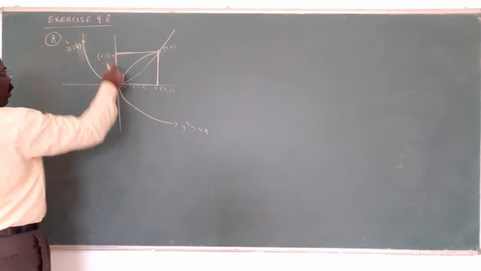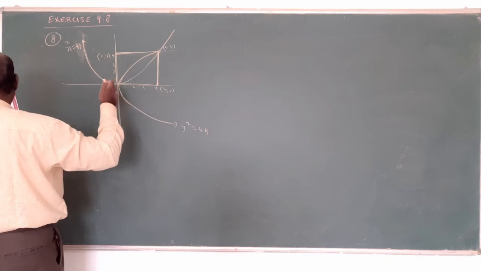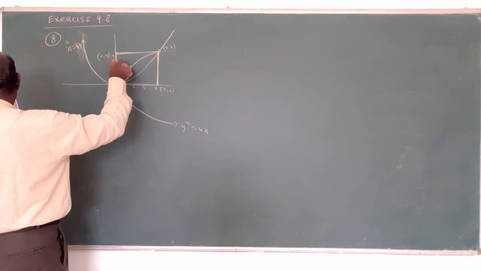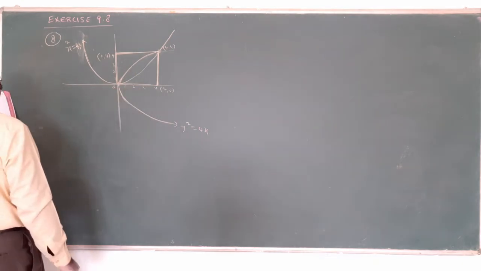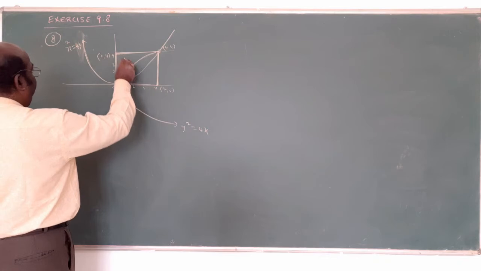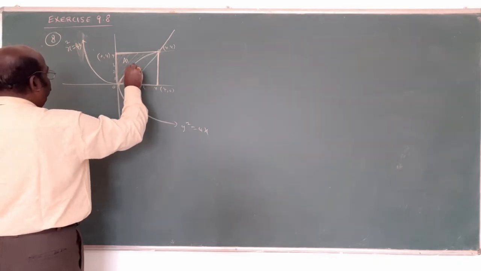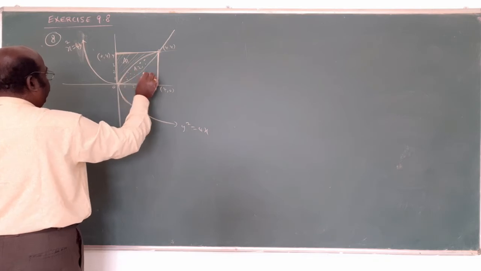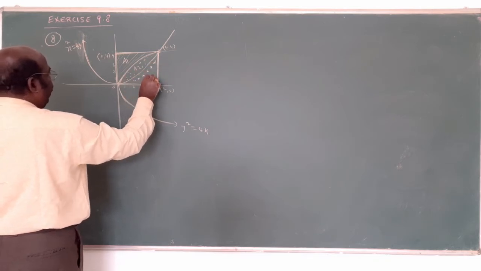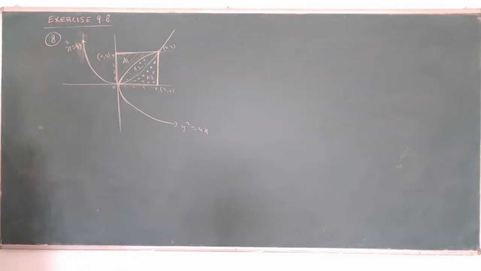Now, this square area is divided into 3 parts, for the wife, daughter, and son. Let me call this area A1, this area A2, and this area A3. You get 3 parts, 3 areas. Am I right? What is the question?